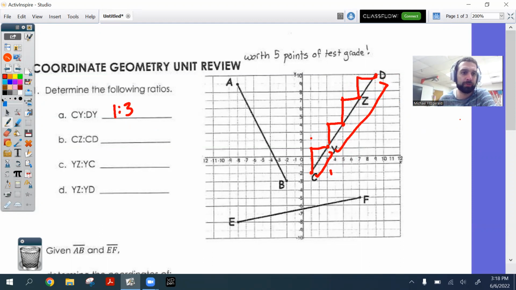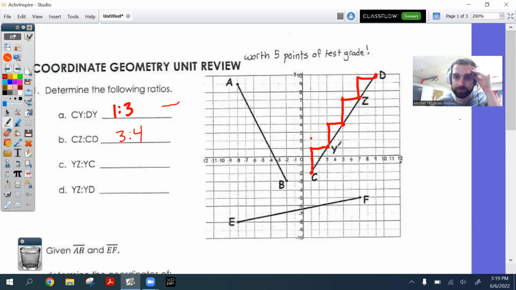Let's make this smaller. That's better. In the same sort of way, we can see that with CZ and CD. CZ is 3 of these triangles. CD is all 4 of them. It's simply a 3 to 4 ratio.